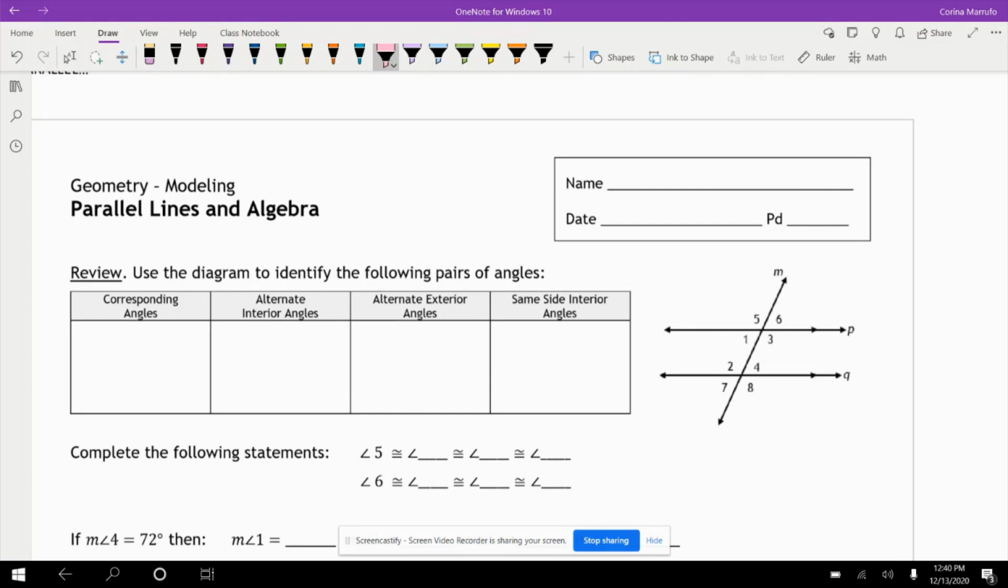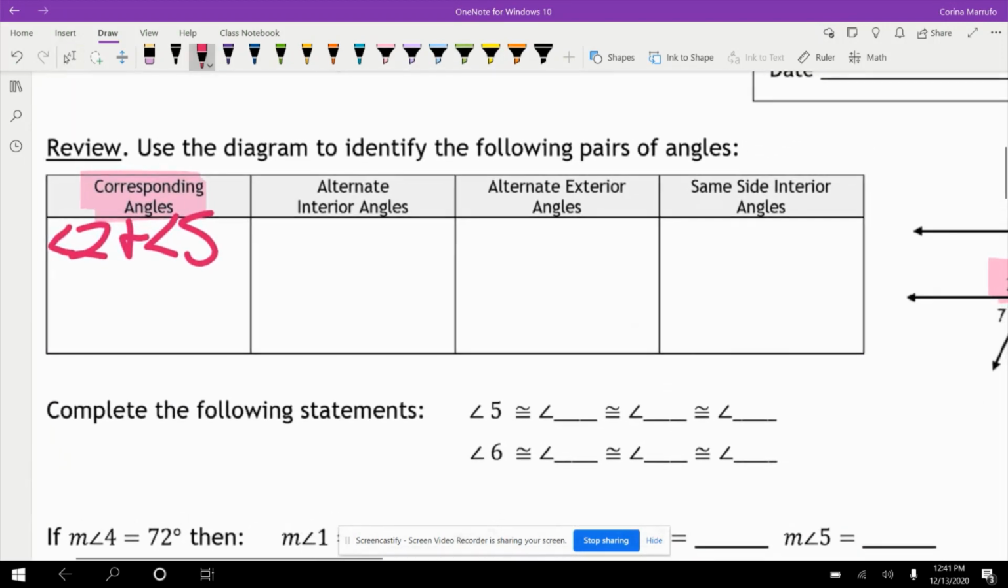So the first type of angles that we have are called corresponding angles, and that means that they have the same position. So for example, angle 5 is on the left of our transversal and on top of the parallel line. And so 2 is to the left of the transversal, but above the line Q. Okay, so angle 2 and angle 5 are corresponding angles. Okay, and then those are not the only ones. 6 corresponds to 4. So here I'm going to put angle 6 and angle 4.